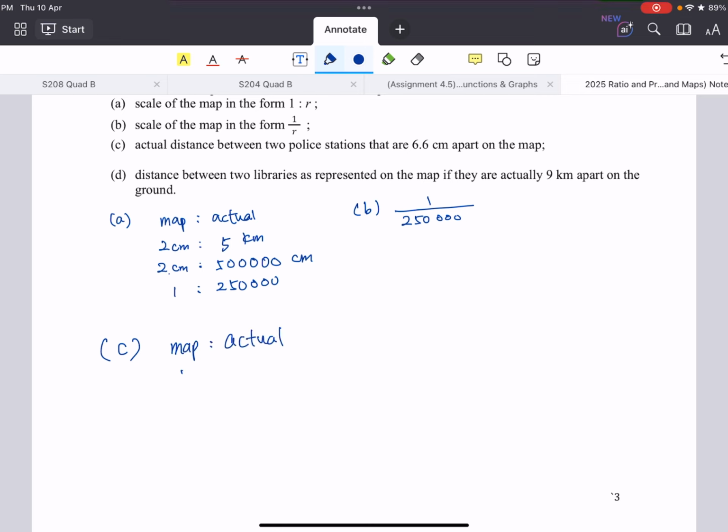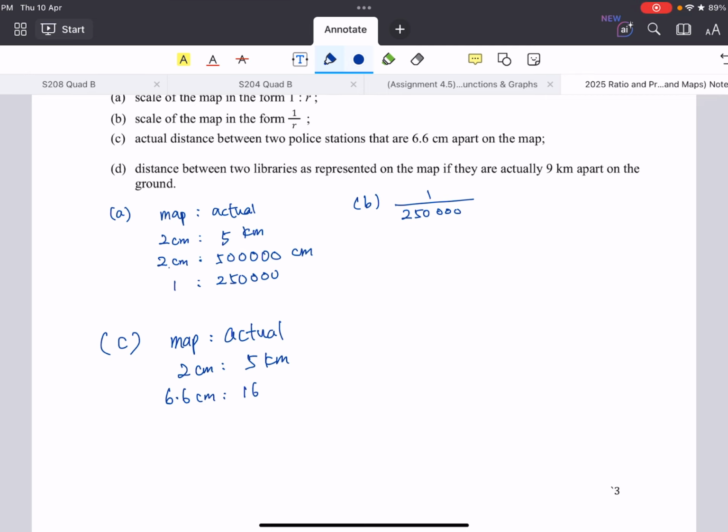We are comparing length, so 2 centimeters is represented by 5 kilometers, so 6.6 centimeter. Well, we just take 6.6 divided by 2 times 5, which gives us 16.5 kilometers. Now this is a ratio. The question asks for the actual distance, so please answer to the question. So actual distance is equal to 16.5 kilometers.